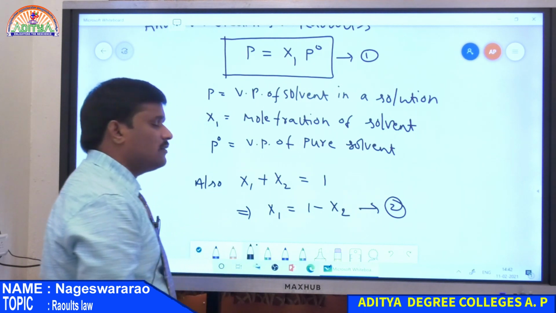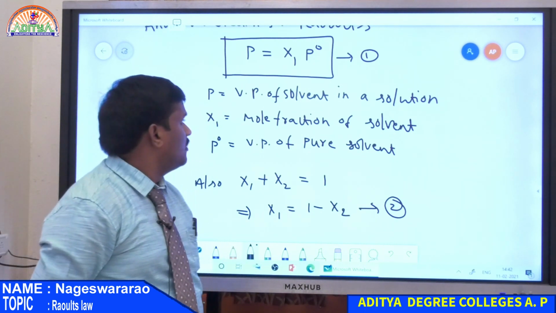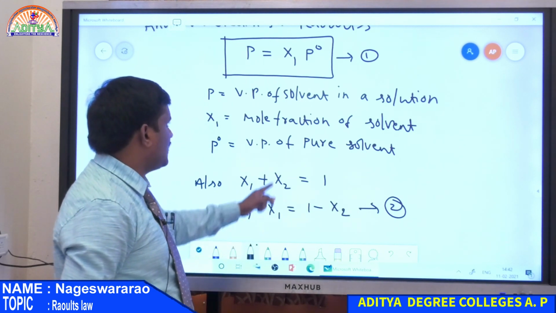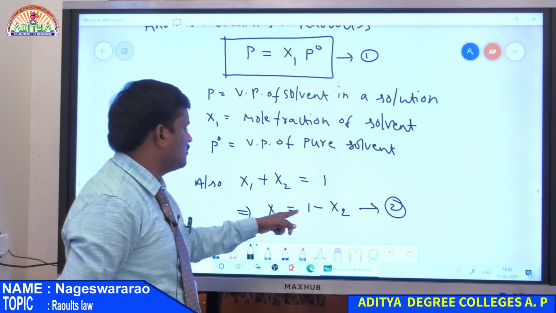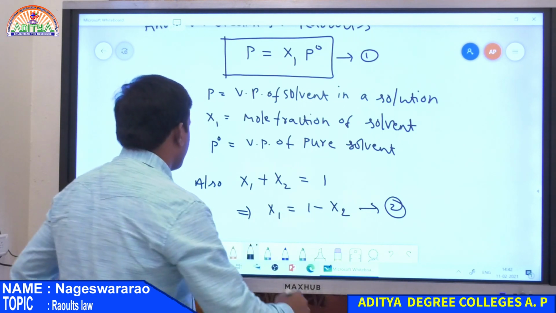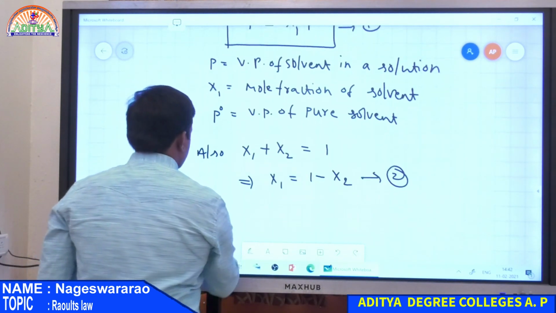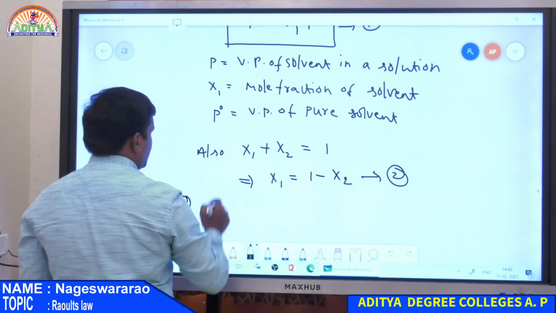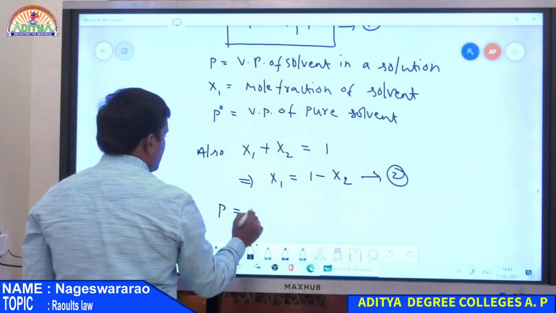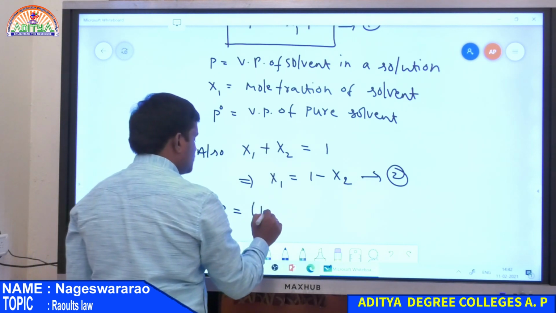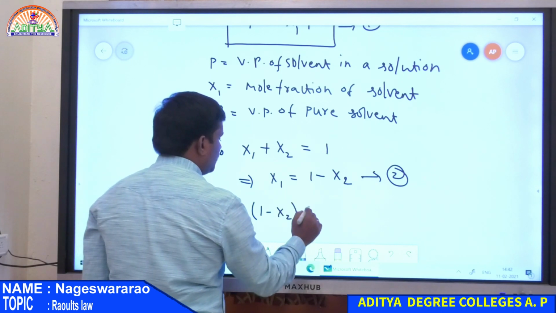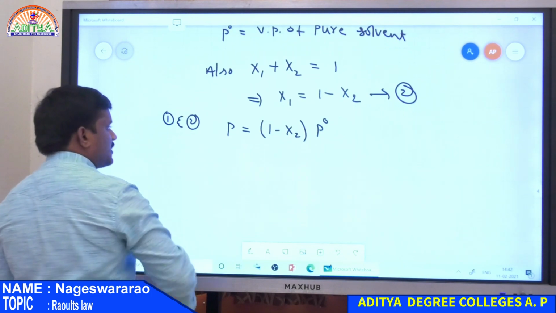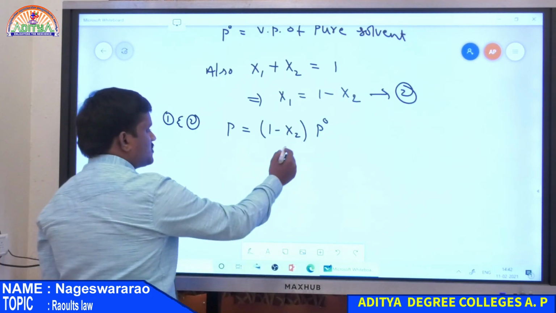In equation 1, the pressure of solvent is equal to x1 into P naught. In equation 2, x1, the mole fraction of the solvent, is equal to 1 minus x2. Therefore, from equations 1 and 2, P is equal to x1 into P naught, where x1 is 1 minus x2, so P is equal to (1 minus x2) into P naught.